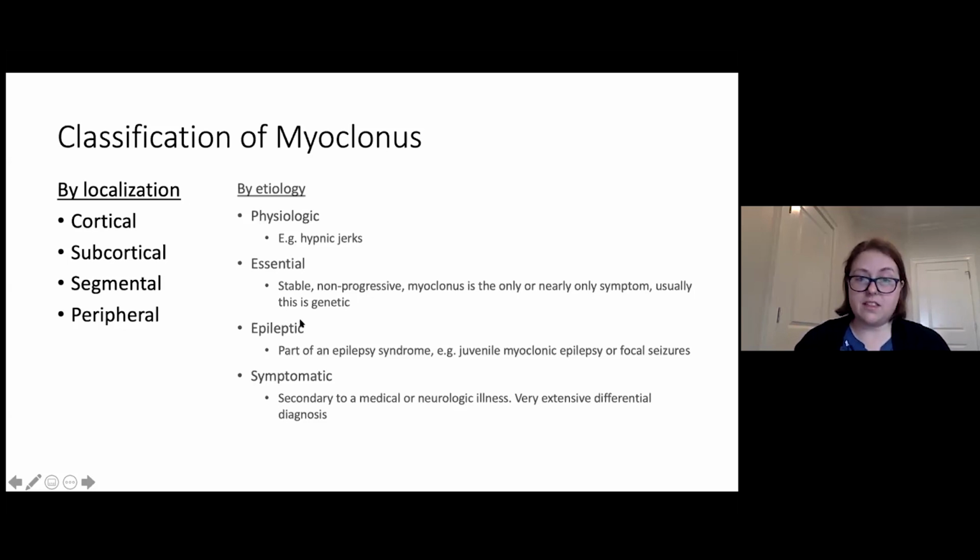Epileptic myoclonus, like this patient had, can be part of an epilepsy syndrome. So there can be either juvenile myoclonic epilepsy or focal seizures. And there you're going to really want to get imaging to look for a structural lesion. Or it can be symptomatic, secondary to another medical or neurologic illness. And again, there's just a very extensive differential diagnosis there.